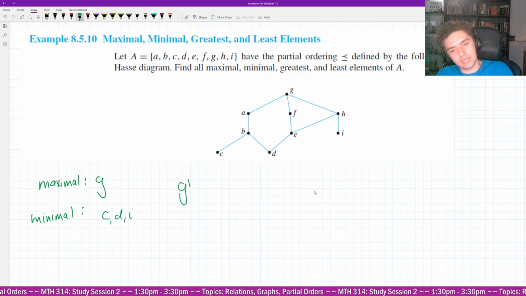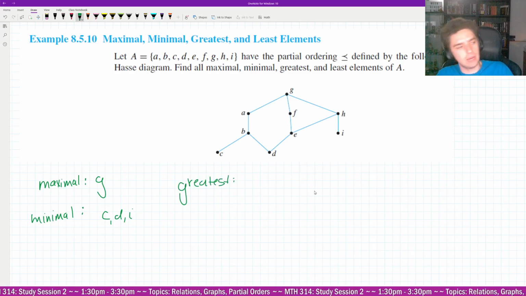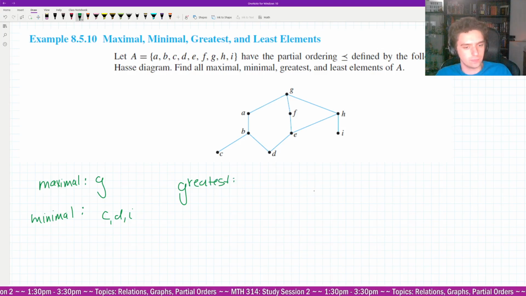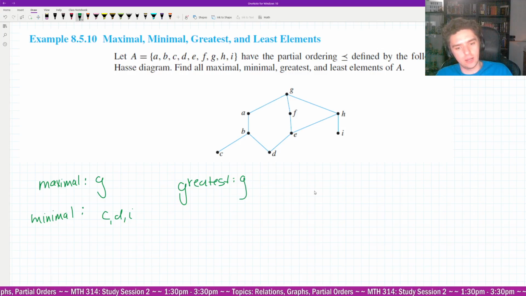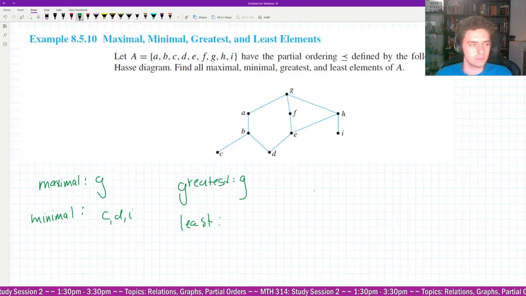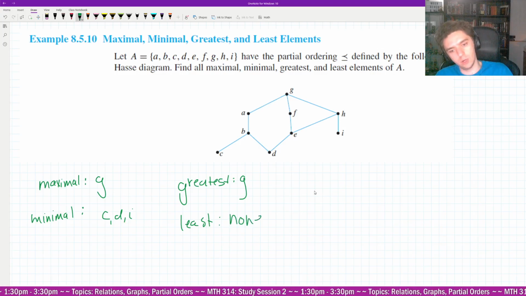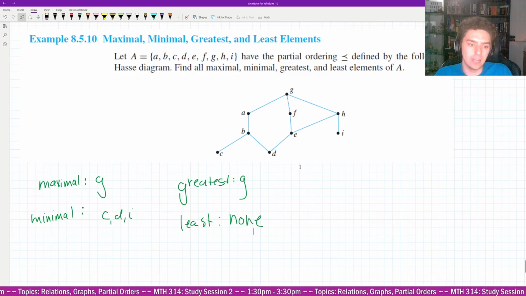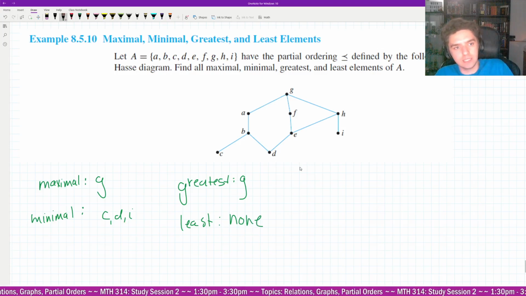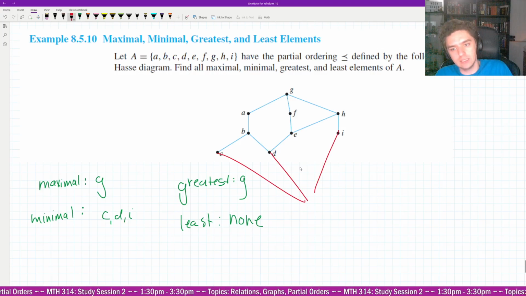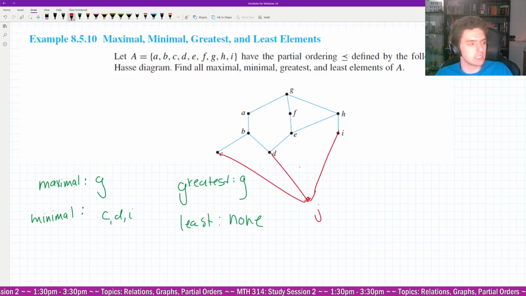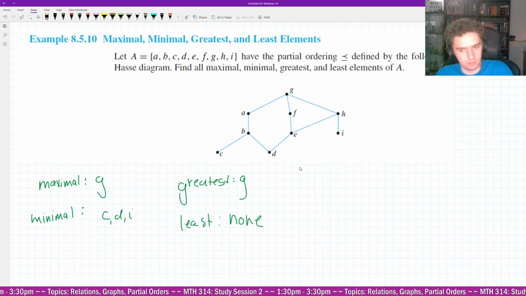Then we have greatest. What is our greatest element? Do we have a greatest element? What do you guys think? G, yep. That's right, yeah. And then our least. Do we have a least element? Yeah, we have no least element. There is no single element that is less than all the other elements. If I, for example, combined all of these and made J here, now we have a least element, J, right? J is less than everything else, but we don't have J, so it's not there.